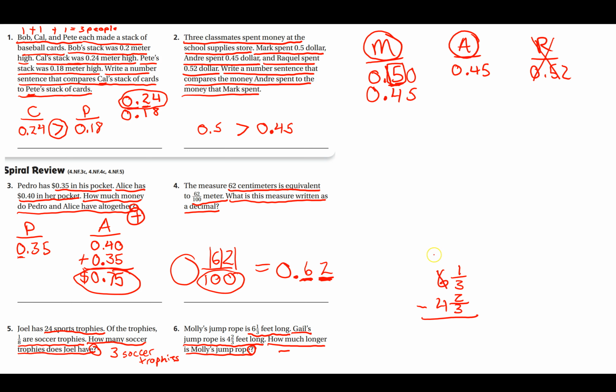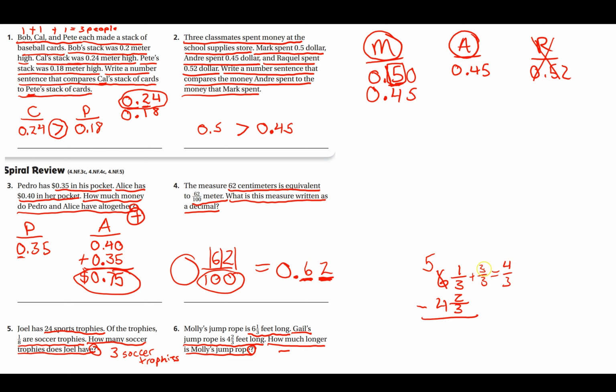So I'm going to borrow 1 foot from that, so that's going to be 5 feet. And the 1 foot I borrowed is equivalent to 3/3. That would be 1 whole. I already have 1/3, plus I borrowed 3/3. So now I have a total of 4/3. Okay, so I can rewrite this 1/3 as 4/3 because I borrowed 1. Here's the 1 that I borrowed, 3/3. I already had 1/3, so now I have 4/3.